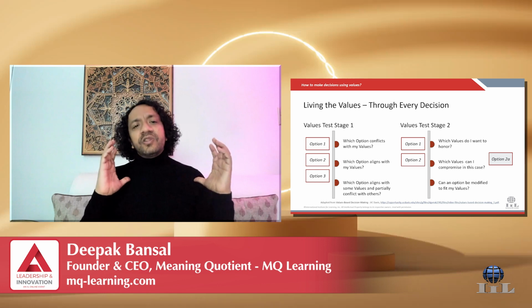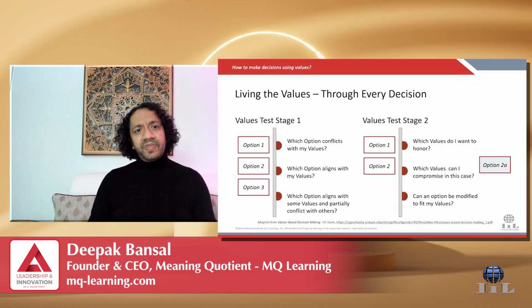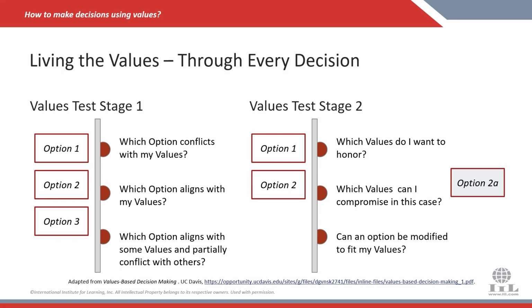So when I took it through stage one, there were various questions I took it through. The first question is, which option conflicts with my values? Then I realized saying no definitely conflicts with my value of service. So this is something which I was not ready to do.